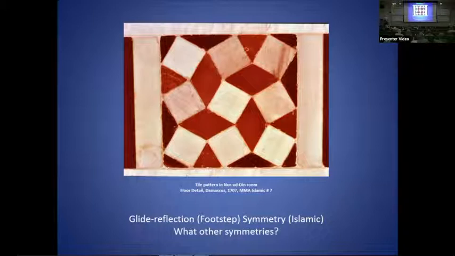So here we have 4-fold rotational symmetry. We have line symmetry. We also have footstep symmetry, like this one and this one and this one and so on. So left, right, also left, right. So there's glide reflection symmetry also. And of course, just regular glide symmetry. Lots of different kinds of symmetry in this design.